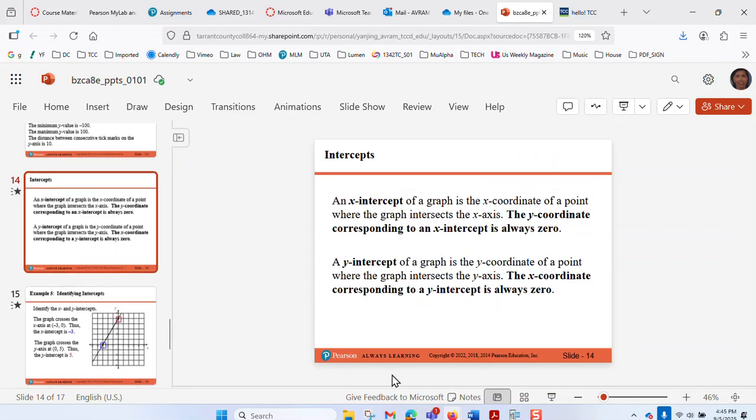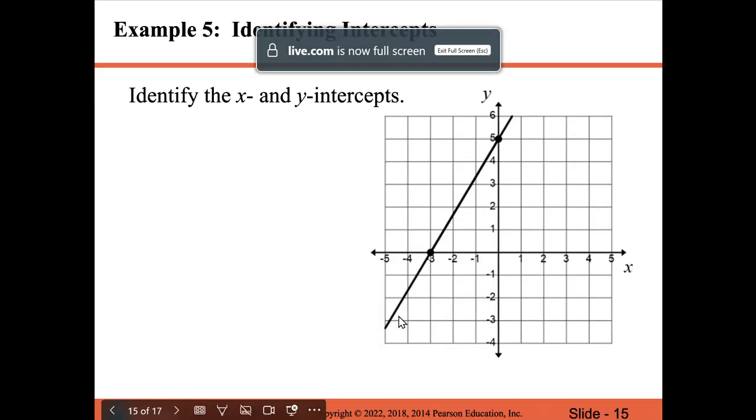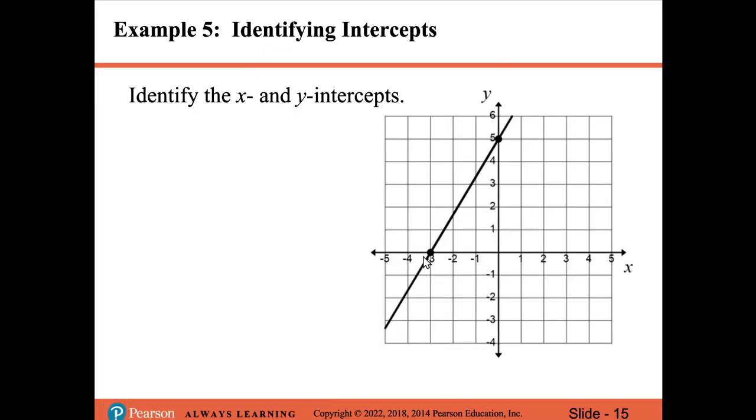All right, so if the graph passing the x-axis is considered the x-intercept, the graph passing the y-axis is the y-intercept, okay? So look at this graph. You have this one, the graph passing the y-axis, that's the y-intercept. The graph passing the x-axis, this one is the x-intercept, okay? So when you have an x-intercept, y is always 0 because the graph is passing the x-axis. When you're passing the y-axis, x is 0, okay?